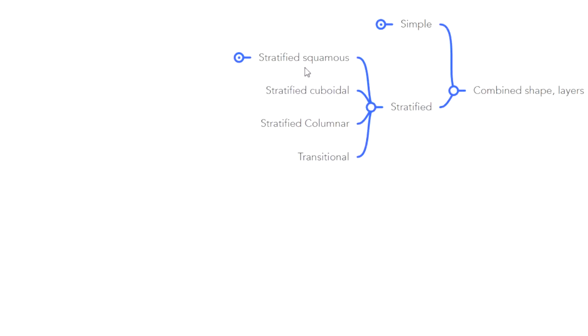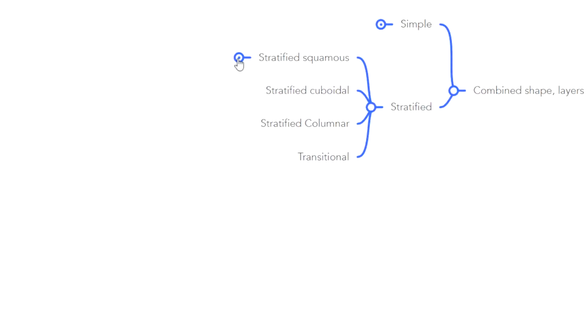So if it is squamous cells on the surface, then it is called stratified squamous. If the surface cells are cuboidal, it is called stratified cuboidal. If the surface cells are columnar, then it is stratified columnar. And in transitional, the surface cells are large cells. It can be pear shaped or round shaped cells, or dome shaped cells on the surface. So that goes to form the transitional epithelium.